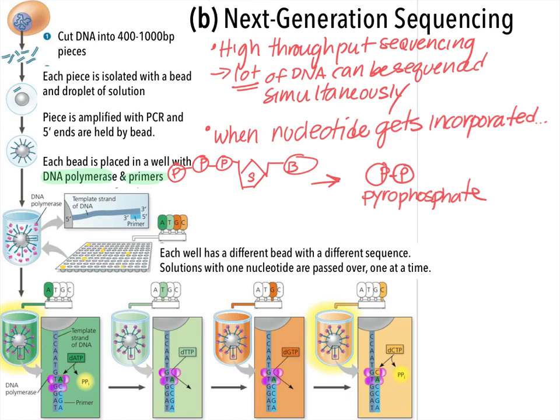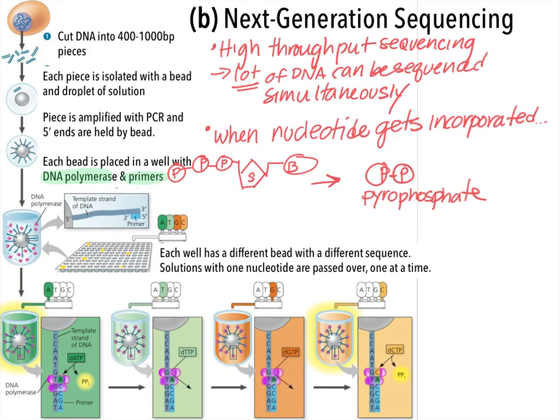And all the wells that did not release a flash of light, what that means is the A base was not the next in the sequence. That's not the next nucleotide in that particular template sequence. So once the computer records that, then all the unincorporated nucleotide containing the A base gets washed away. And then we flood the wells with the next nucleotide.